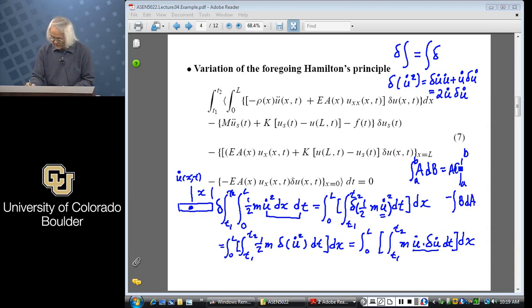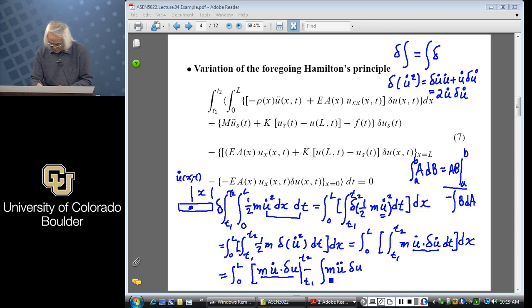So I'm gonna apply this one. When I apply this one, I will have the following form: M u dot delta u, between T1 and T2, then minus M. I'm going to differentiate this guy once, which is that one. And I have B as delta u. It's a little bit busy, but you can follow, right? Okay?